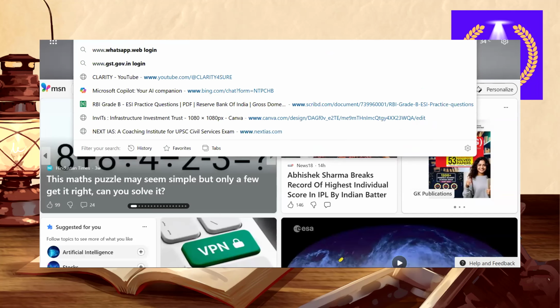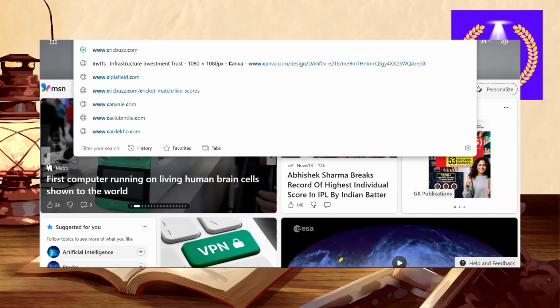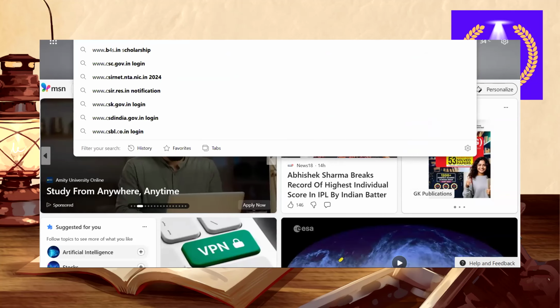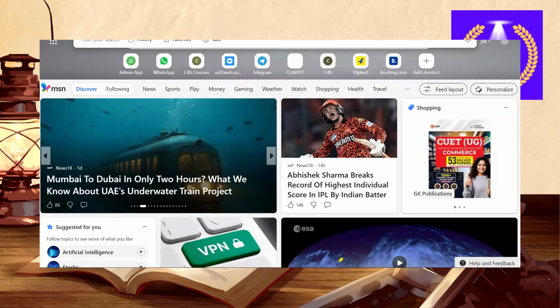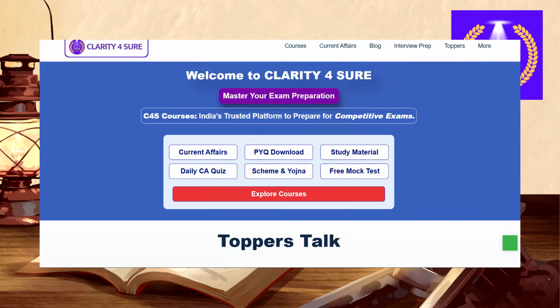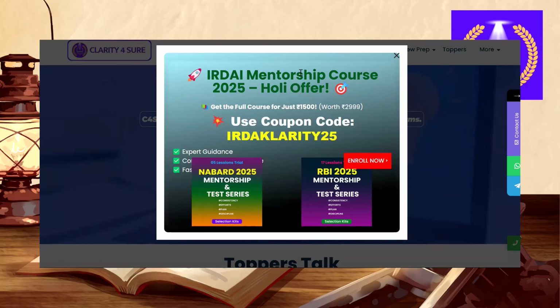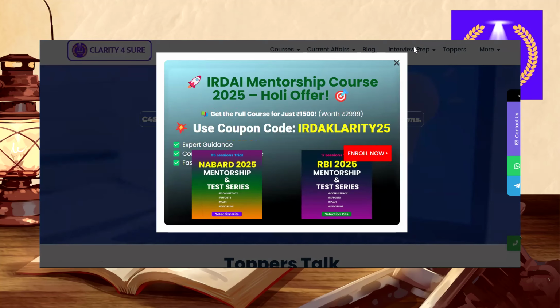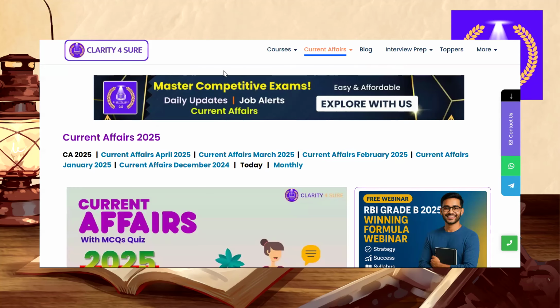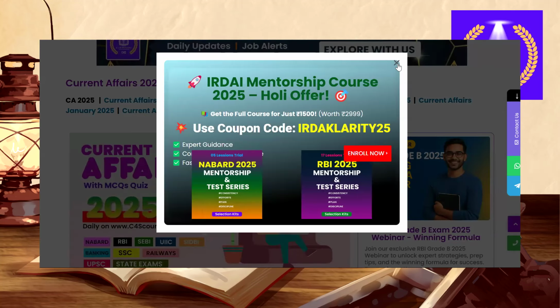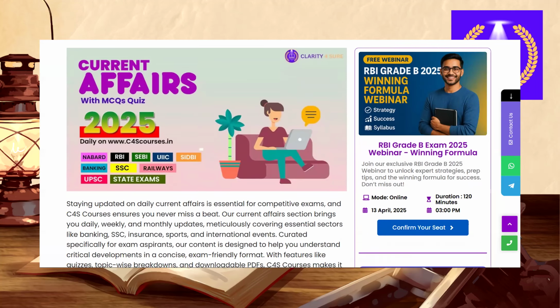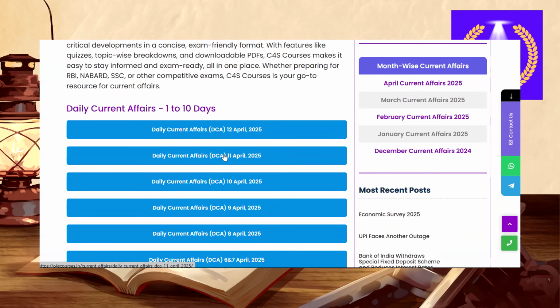Let me show you on the website how it's updated. In the current affairs section, we can now also find miscellaneous news as well. This is the website. When you go to current affairs, you can see what the best thing is: it's updated daily. We are working on the current affairs of today, and it will get updated by the evening. See, 12th April, 11th April, everything is covered.